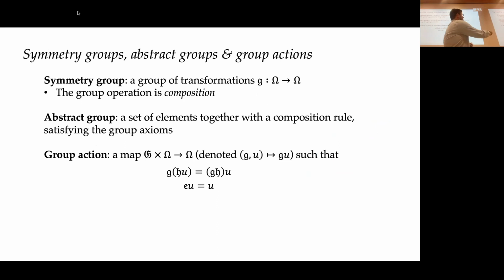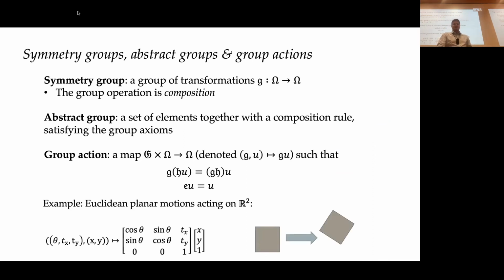So a symmetry group then contains all these transformations of Omega to Omega that hopefully leave the Omega unchanged. And you can then define a group action, which is an operation that applies this group element to a domain element and then gives you a transformed element or transformed data, okay? Such that some simple axioms are satisfied. And this is one example of such a group action. If you have a Euclidean motion like rotations and translations, you can represent them using this kind of matrix, which you multiply with your features, and that rotates and translates the objects.